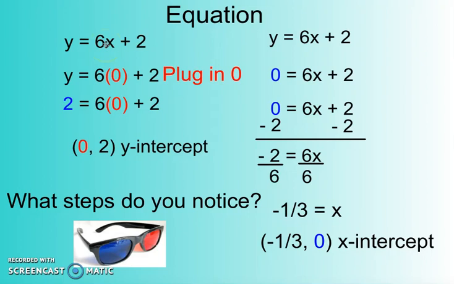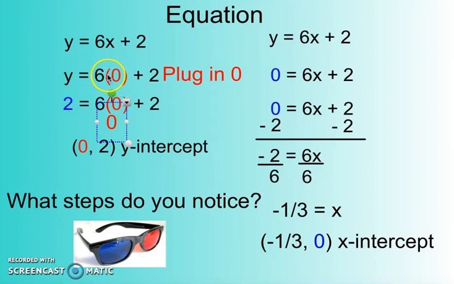Keep that in mind. We're plugging in 0 for x. So when we plug in 0 for x, look what happens. Really, 6 times 0 is just 0. So if I put 0 here, where did this blue 2 come from? Exactly. 0 plus 2 is 2. That's where the 2 came from.